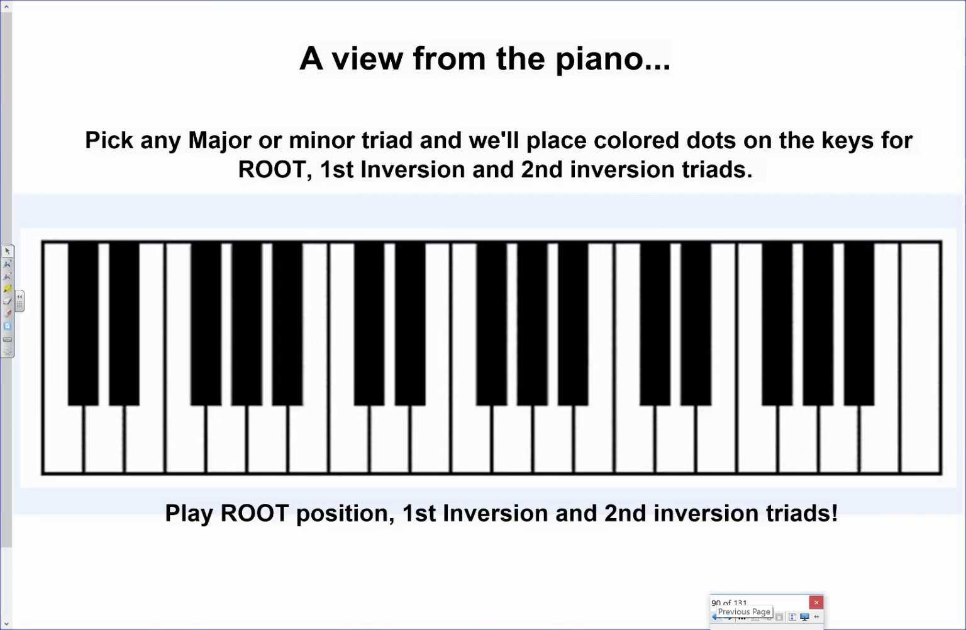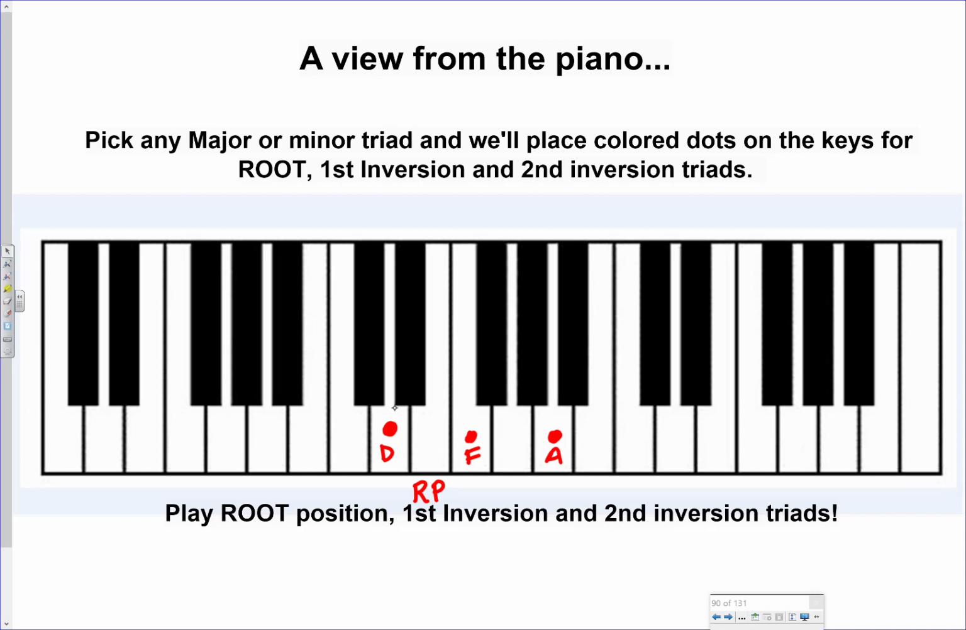Here's a view from the piano. I'm going to pick any major or minor triad and we'll place colored dots on the keys for the root, first inversion, and second inversion triads. So I'm going to pick D minor. So I'm going to have my root, my third, and my fifth. This triad is said to be in root position.